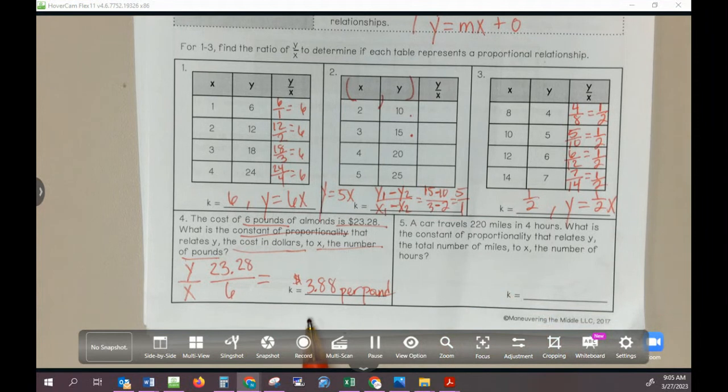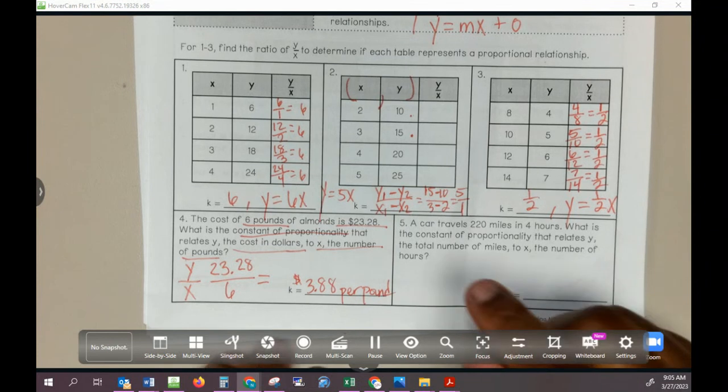So if you notice, the constant of proportionality and rate of change is truly just a rate. It's like a unit rate. We're trying to just locate what is the original unit rate of a thing.